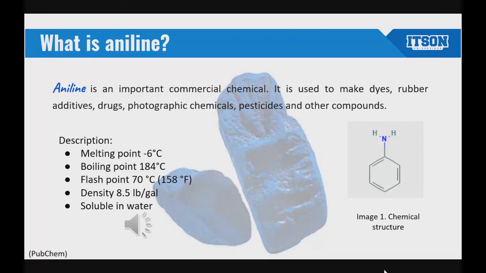The melting point is -6 degrees Celsius. The boiling point is 184 degrees Celsius. The flash point is 70 degrees Celsius. It is denser than water, with a density of 8.5 pounds per gallon.